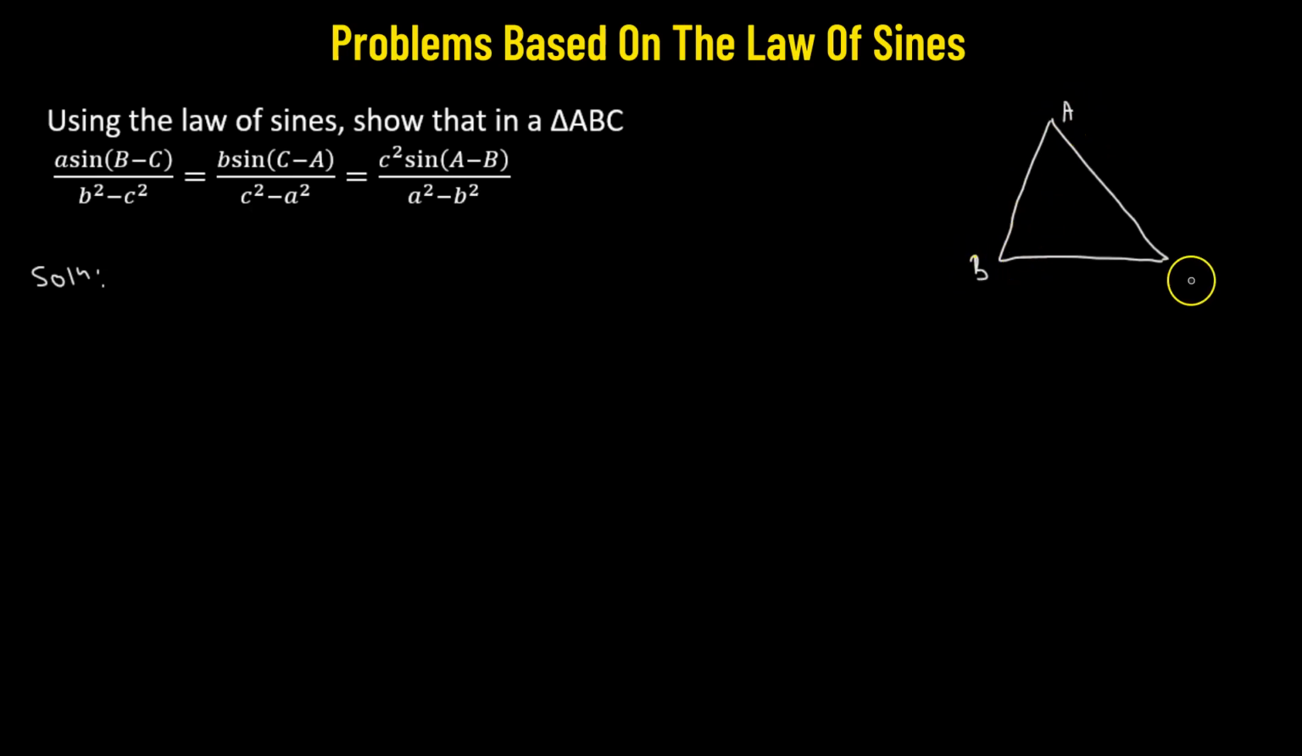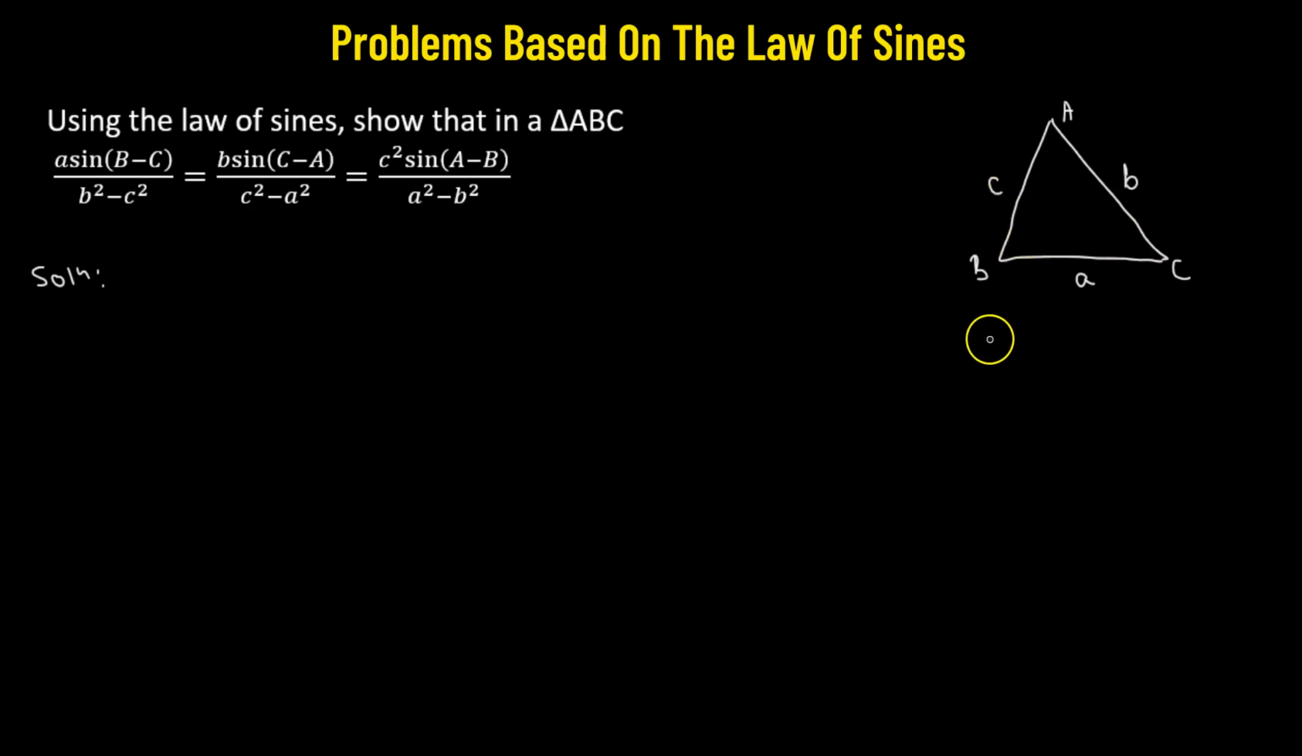If we consider the triangle ABC and the side opposite to angle A, which is BC, we're going to represent it by the letter a in lowercase. For the side opposite to angle B, we're going to consider the letter b in lowercase, and for side AB, which is opposite to angle C, we'll represent it with the letter c.